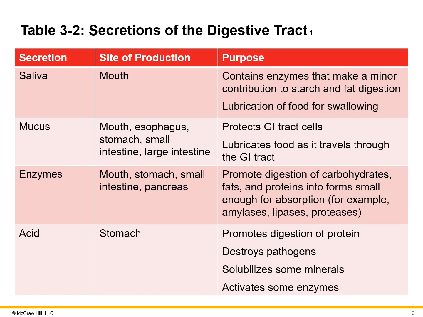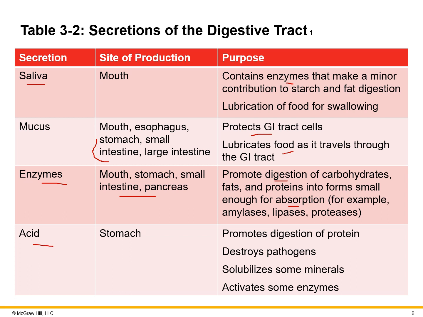So again, just kind of thinking about some of the secretions here. So again, the saliva gets released from the mouth. It has a lot of those enzymes in it. The mucus, it gets released by quite a few organs that make up that tract to help protect the GI tract and lubricates food as well as it travels down so it doesn't get stuck. Again, lots of enzymes get produced by the mouth, the stomach, the small intestine, and the pancreas that promote digestion of all of our food as well, that then leads to that absorption.